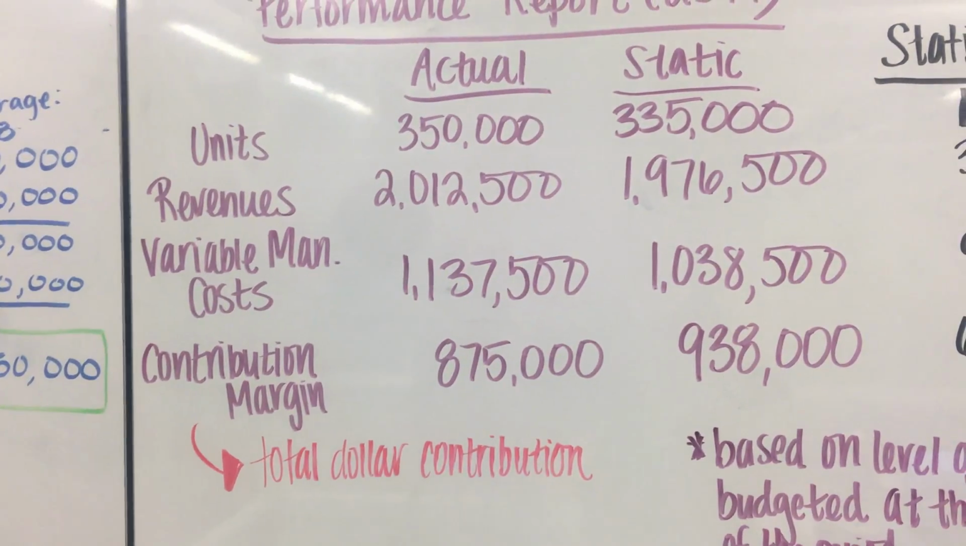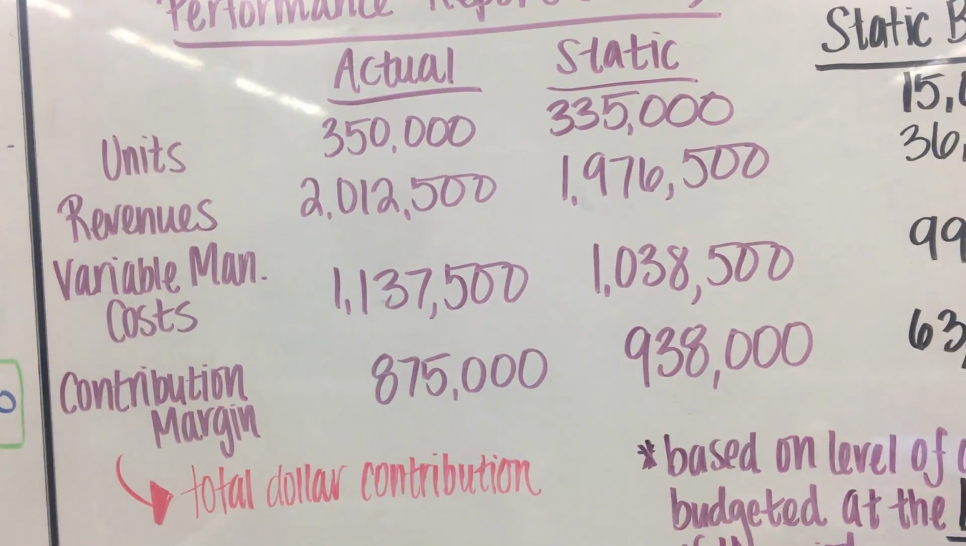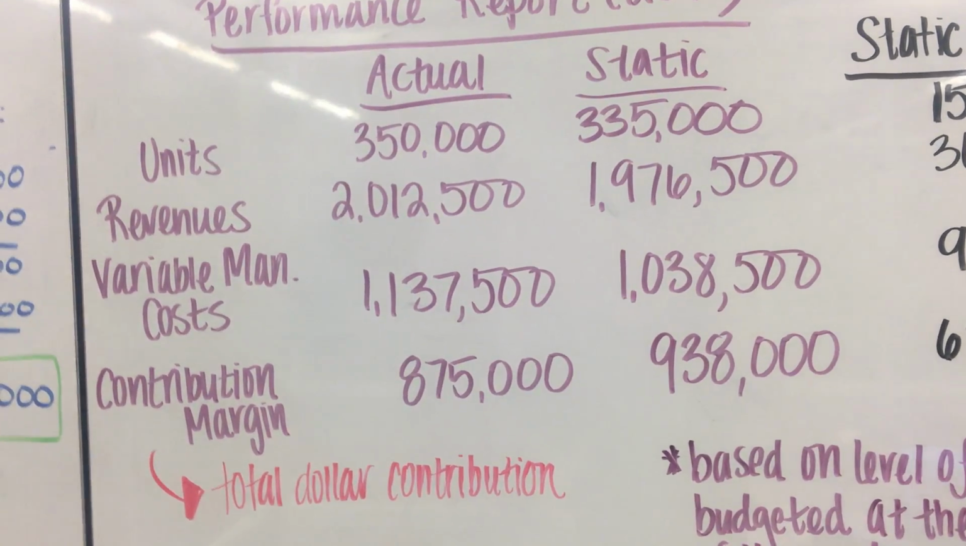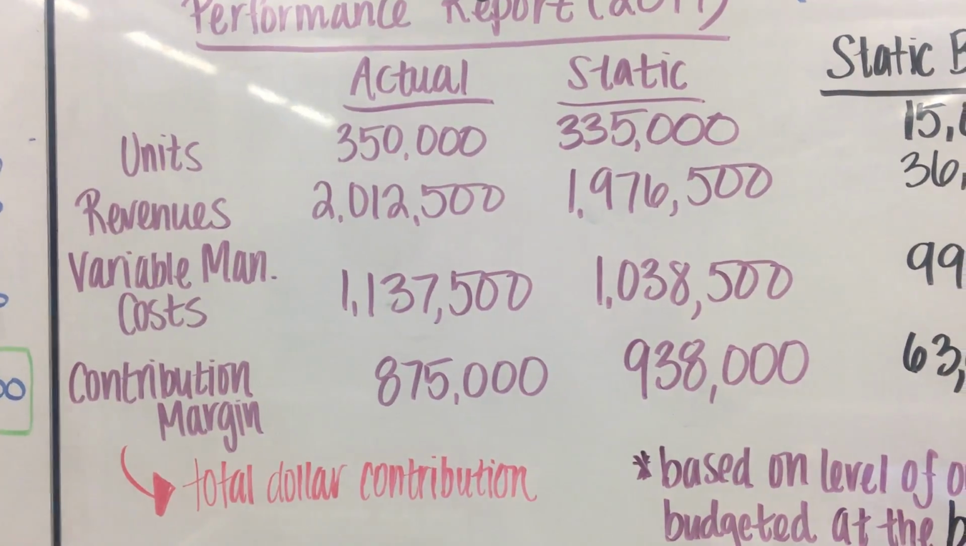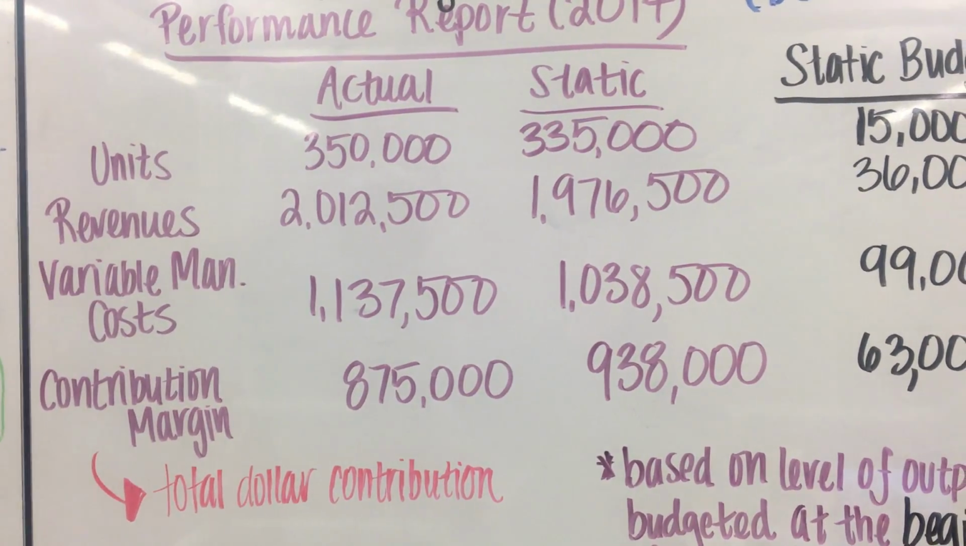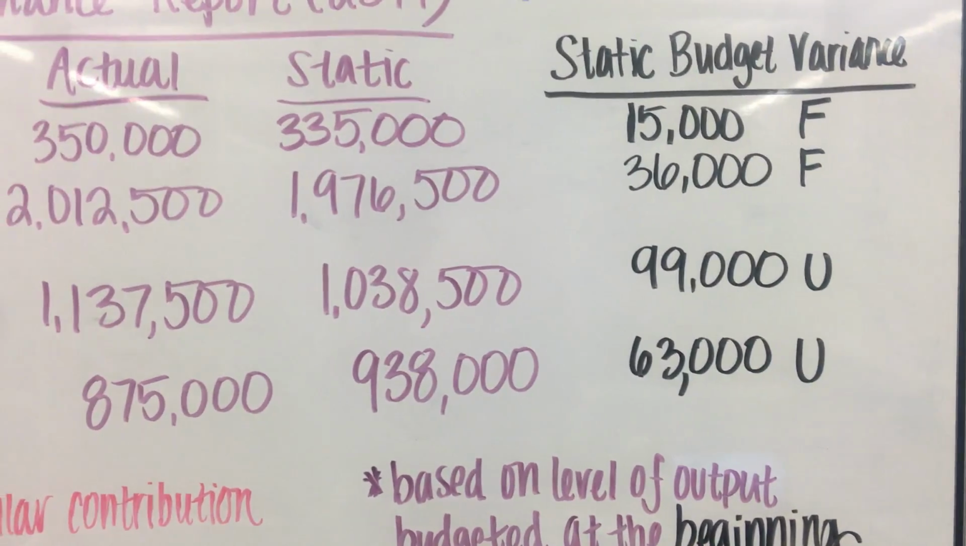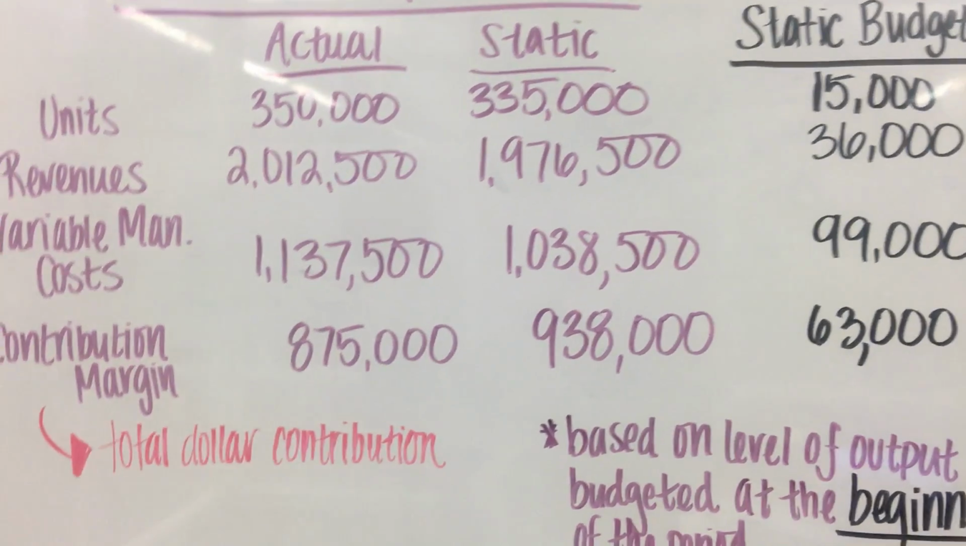Now, as you can see here, for our units, we had 350,000. Well, we had only budgeted 335,000. Now, because we ended up selling a lot more, this turns out to be 15,000 favorable variance.